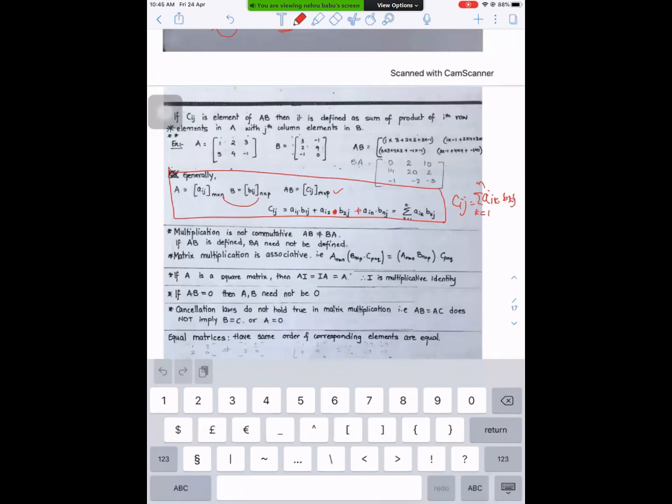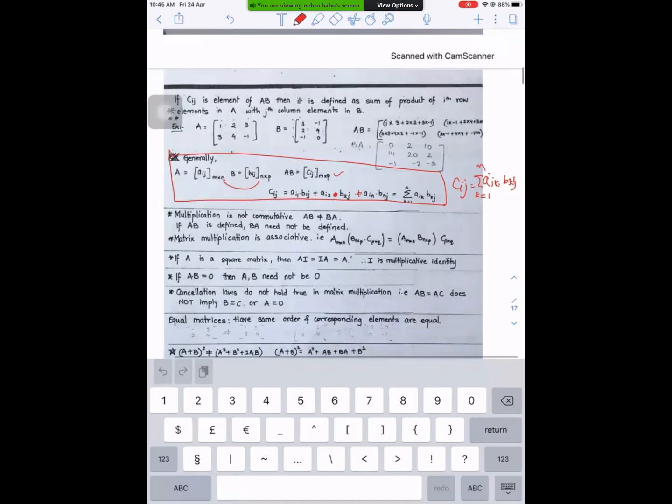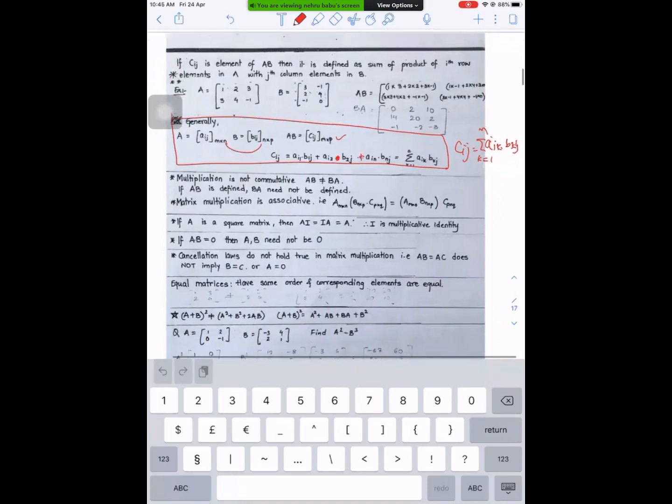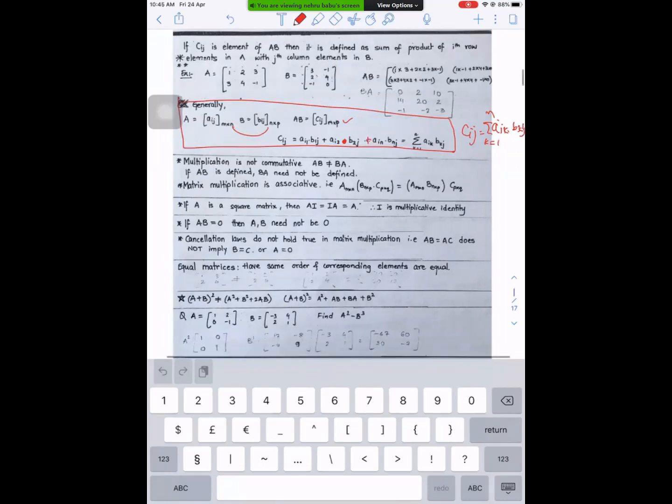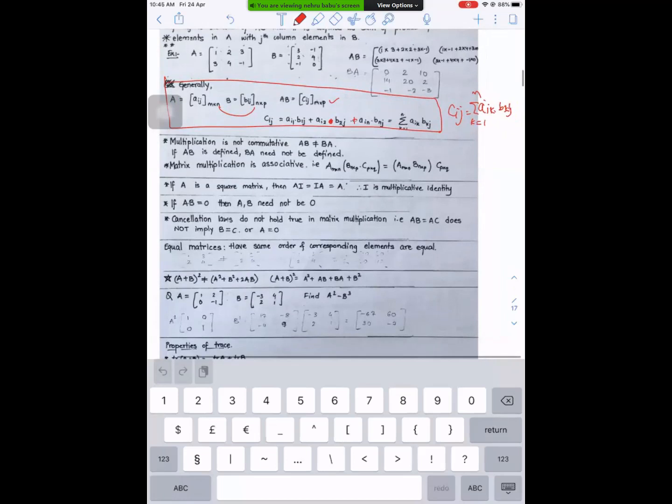We know multiplication is not commutative. So AB need not be equal to BA. Commutative means AB equals BA compulsorily for all cases. So not commutative means at least one counter example you can find where AB is not equal to BA. And AB equal to 0 does not imply A or B need be 0.